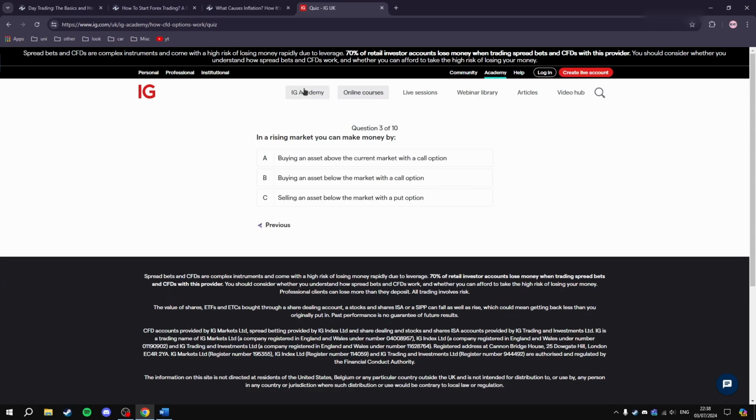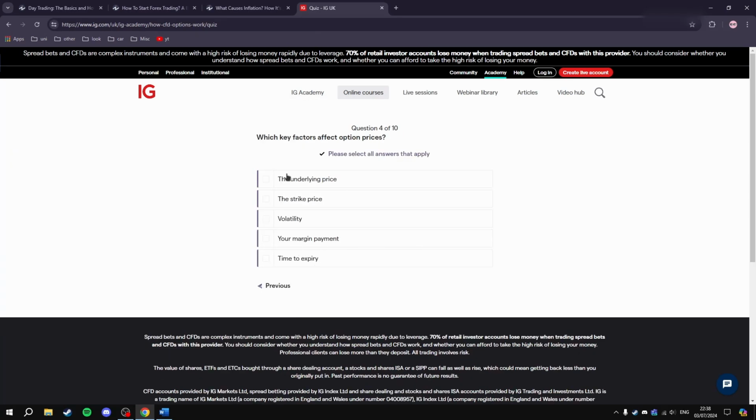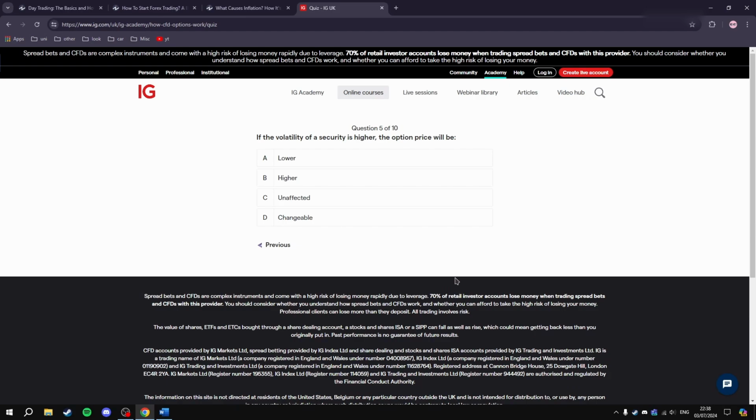In a rising market, you can make money by buying assets below the market price with a call option, because then you can buy it below the market price and then sell it to make a profit. Which key factors affect option prices? Underlying price, volatility, time to expiry. If the volatility of a security is higher, the option price will be higher.